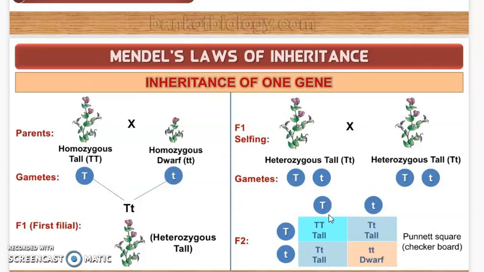Now what are these alleles? These are slightly different forms of the same gene. So same gene means here capital T is there. Its slightly different form is small t. Okay, but it codes for the same trait, that is height of a plant, right?